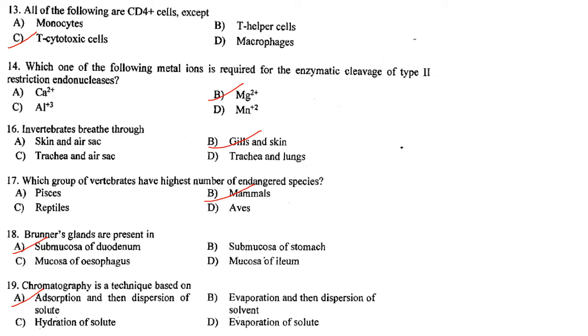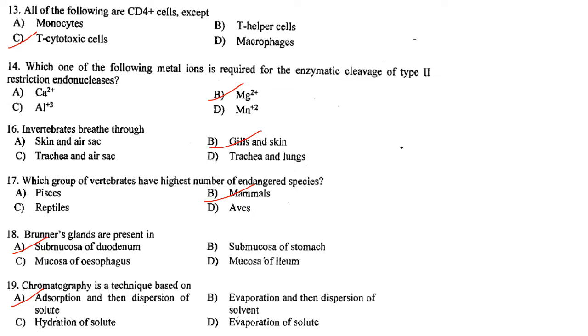Then invertebrates breathe through. They breathe through gills and skin. Answer is option B. Which group of vertebrates have highest number of endangered species? So it is present in the case of mammals. Answer is option B.